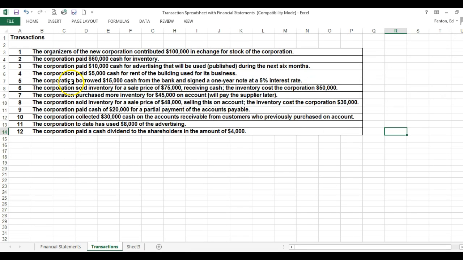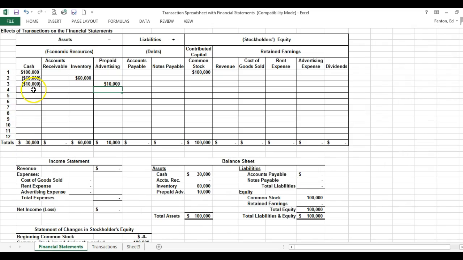Transaction number 4. The corporation paid $5,000 cash for rent of the building used for its business. This will be an expense. $5,000 is going out the door. And then we have to again record why did this cash go out the door. It's going to be over here for rent expense. And since it is an expense, we're going to put a negative $5,000 over here.